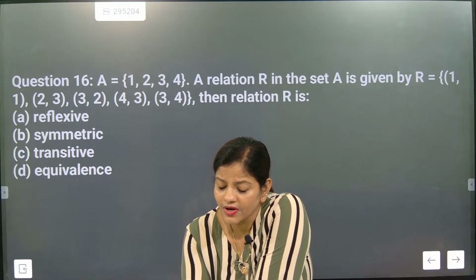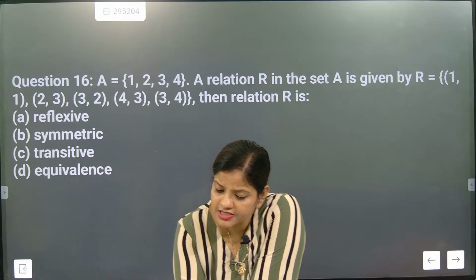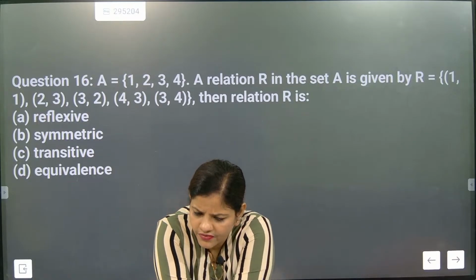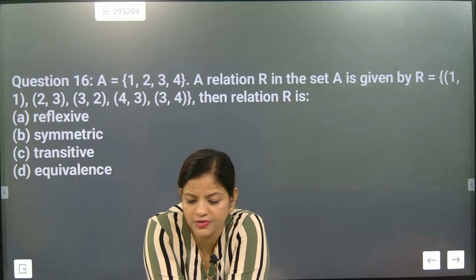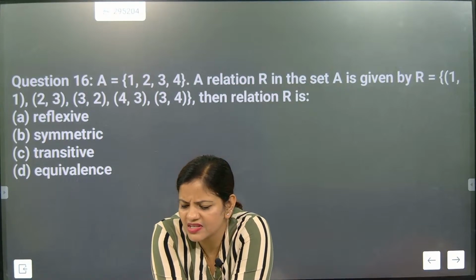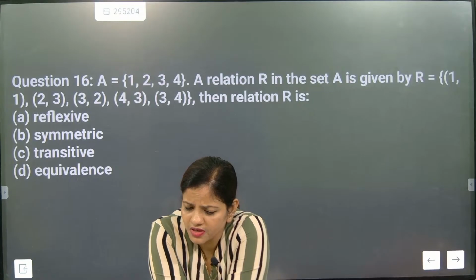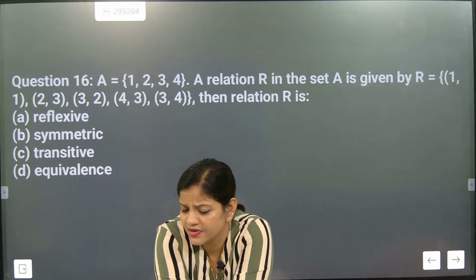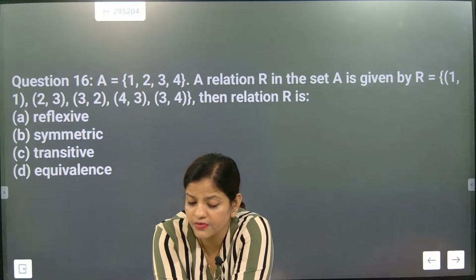A relation R is given: 1 1, 2 3, 3 2, 4 3. Mehan, B is telling symmetric, transitive, equivalence. 100% it is not equivalence because 1 1 is there, 2 2, 3 3, 4 4 missing, so it is not going to be reflexive. Super. Equivalence will not be there, beta, not possible, because equivalence means it should be reflexive, and it is not reflexive.